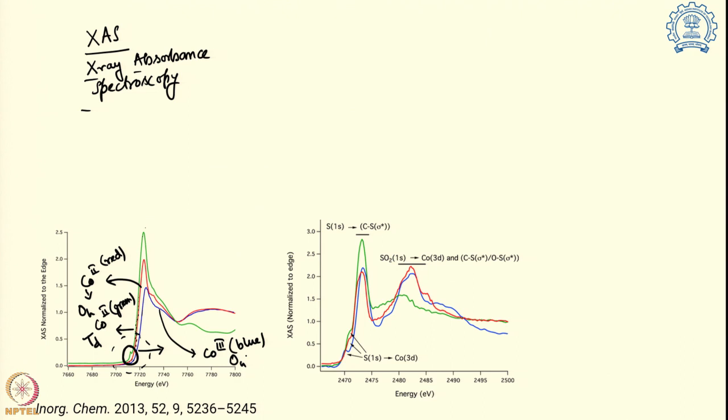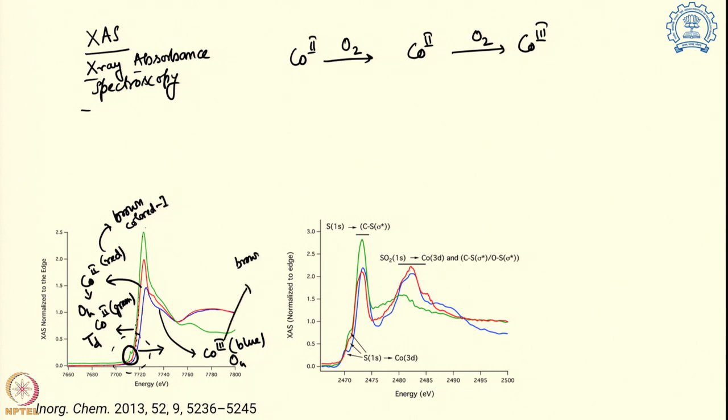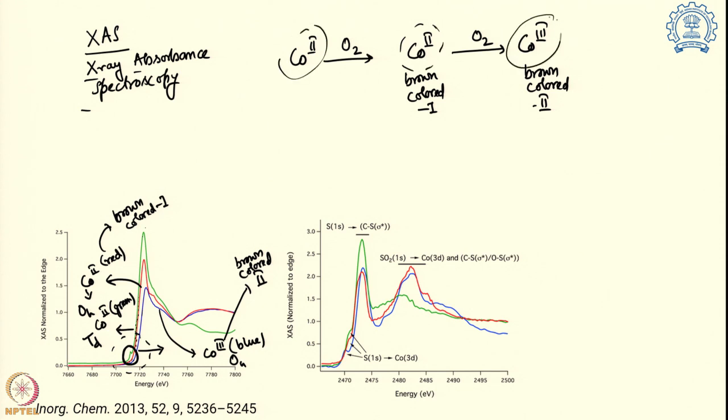So, this particular system says my oxidation in the first step does not occur at the cobalt, it occurred at the last moment, because this red color is the brown 1 solution and the blue trace is the brown color 2 solution. And over here we found this cobalt 2 remains cobalt 2 and the cobalt 3 happens only in the second step.